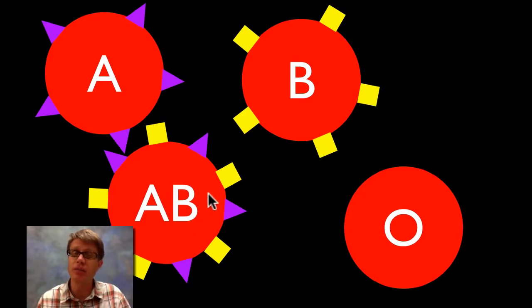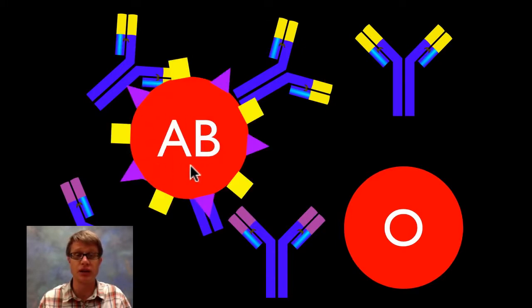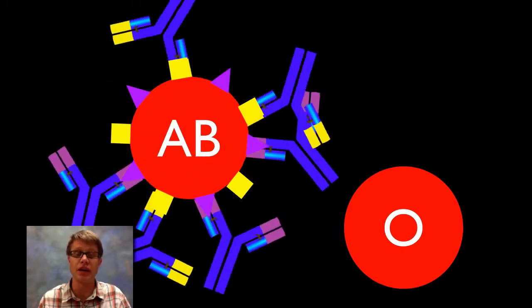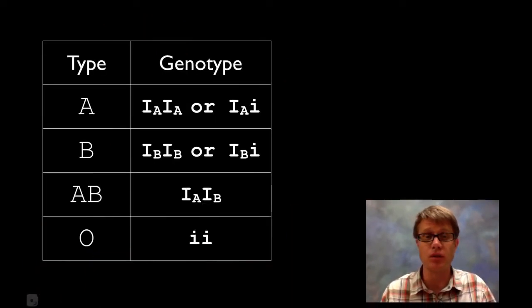And so we like to think of AB as the universal recipient. In other words, it can get blood from any other type and it's going to be fine. But if we look at type O blood, since it has the other antibodies, if we throw anything with a protein, especially like AB blood, you can see that all the antibodies are going to grab onto that. And so it's really important when we're giving blood from one person to another that we match that blood.